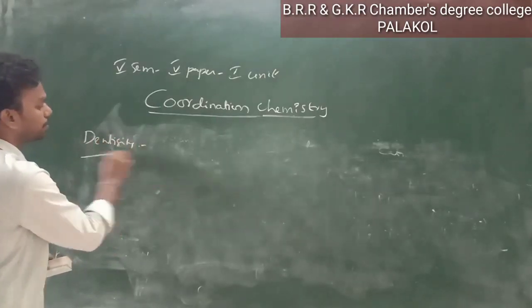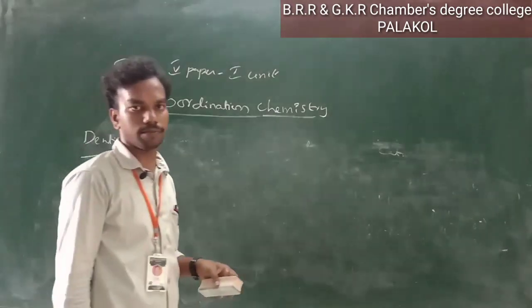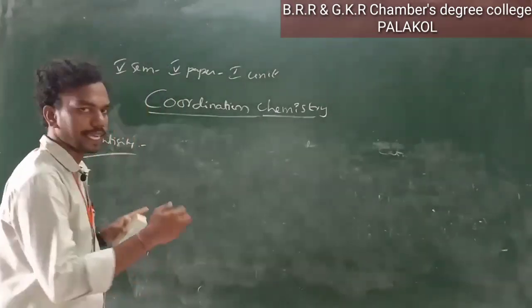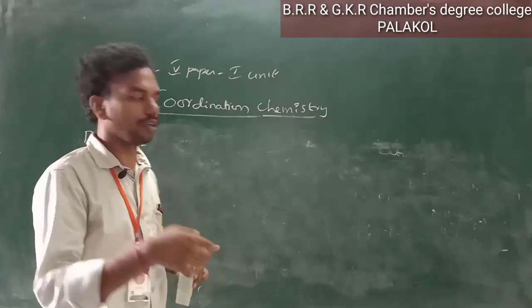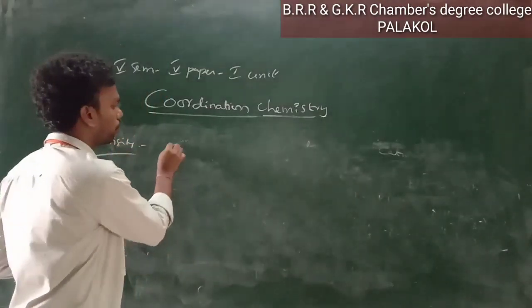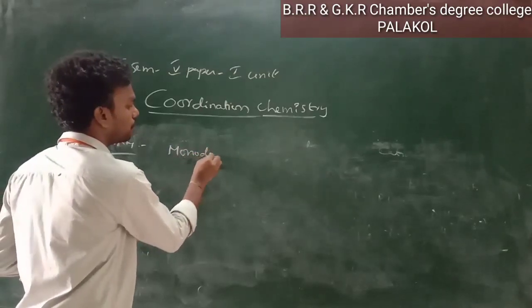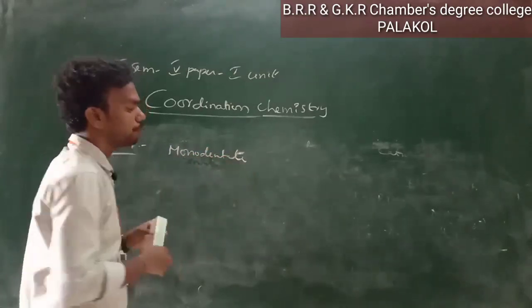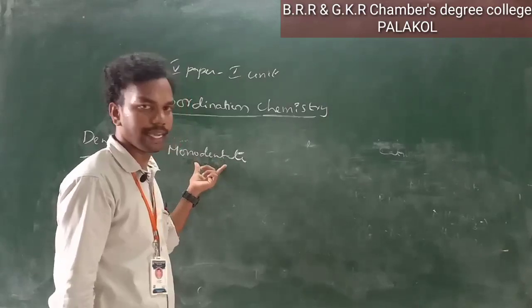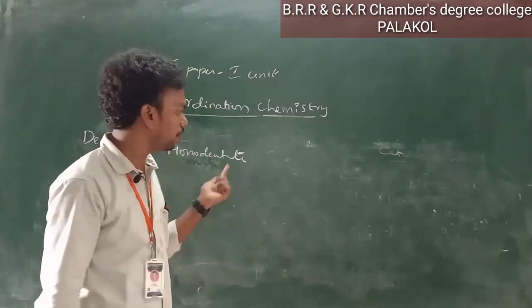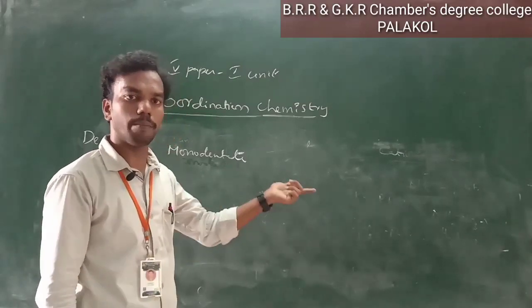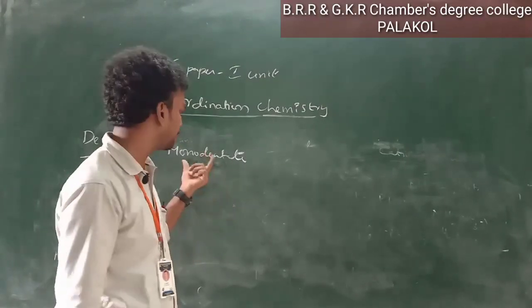Next, denticity. What is denticity? Dentate means tooth. How many donor sites are available? Here this can be classified as monodentate. So what is monodentate? That means having one donor site. The ligands which have one donor site, which is coordinated with the metal atom through one donor site, is a monodentate ligand.